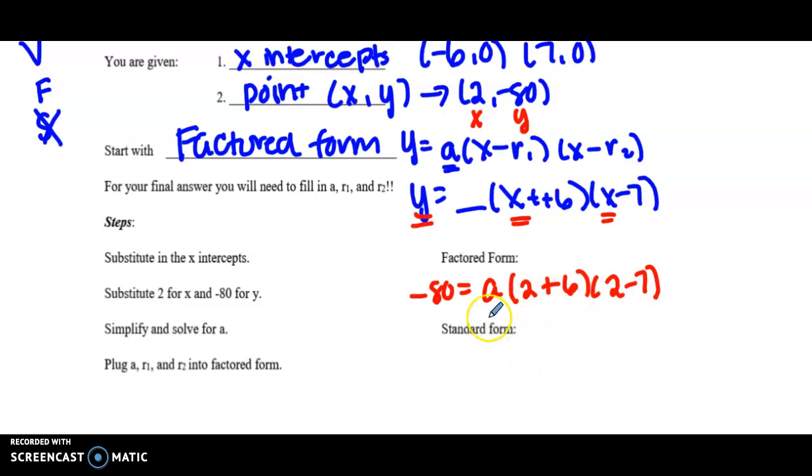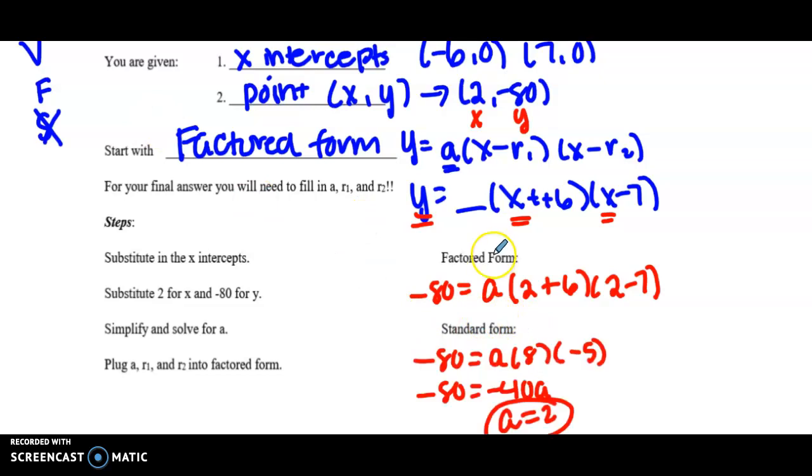Maybe hit pause and then check and see how you did. All right, so hopefully you paused it and tried this. You're going to just add 2 plus 6 to get 8. 2 minus 7 is -5. This is all multiplied. 8 times -5 gives you -40, and then you divide, you get a equals 2. Okay, so there's your equation.